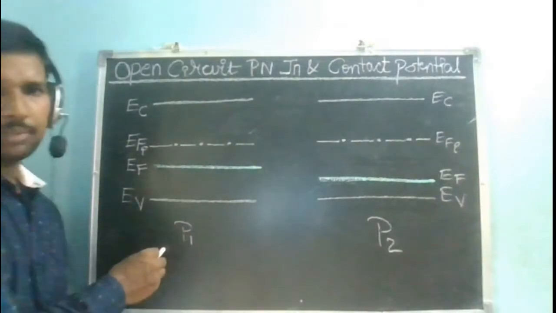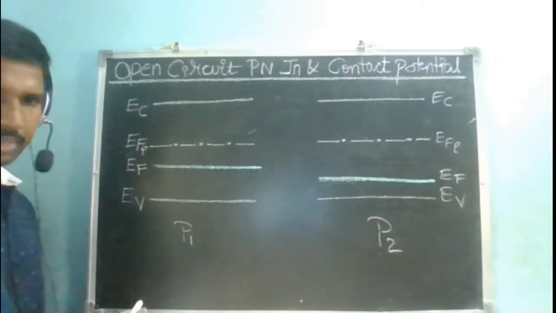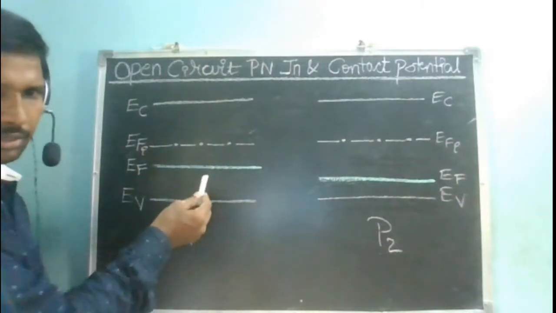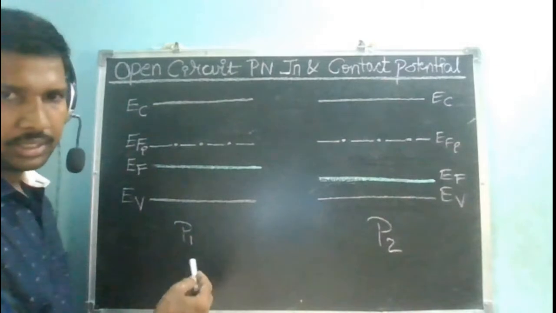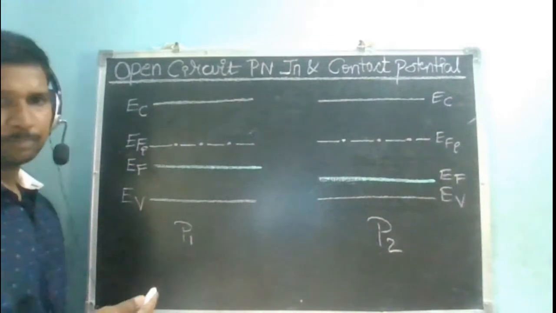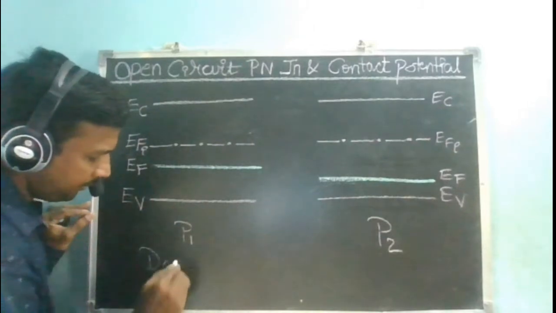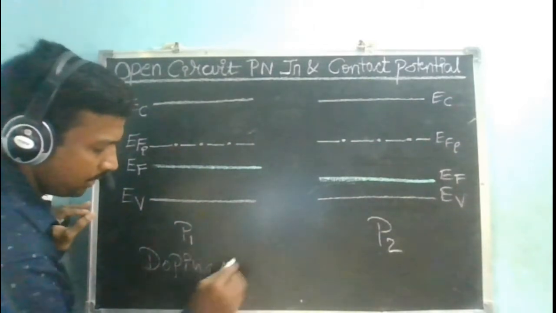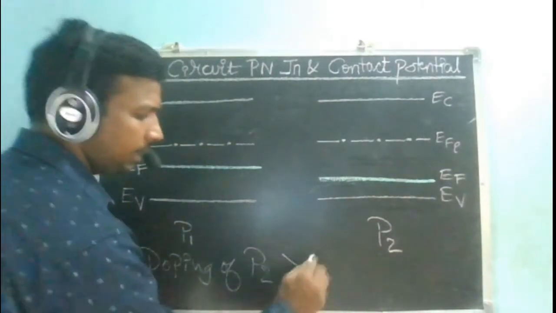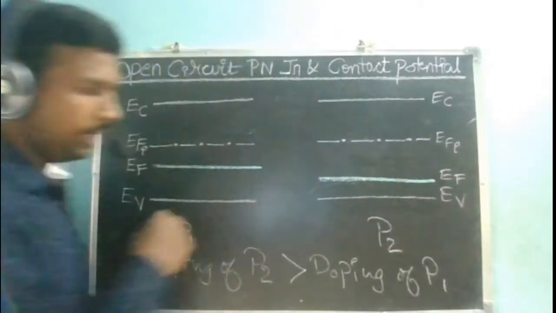So this is one type of p-type semiconductor, and this is another type of p-type semiconductor. What is the difference between these two? The Fermi level is always close to the valence band in a p-type semiconductor, close to your EV. But what is the difference between these two? The doping of P2 is greater than the doping of P1.